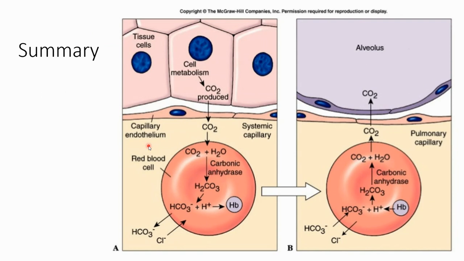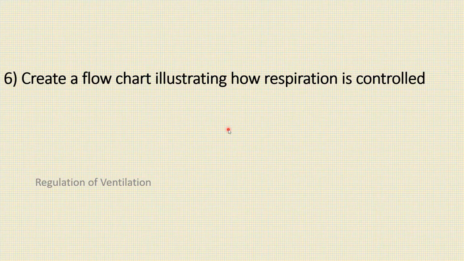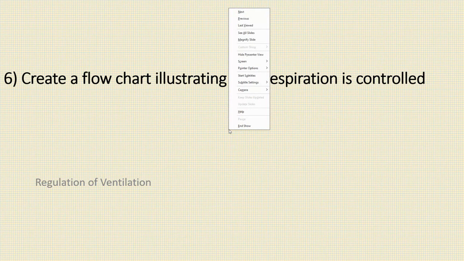So this is just a summary slide showing you the movement of the carbon dioxide. You can see this is the tissues offloading the waste into the blood, and then here you can see the blood rich in carbon dioxide offloading it into the lungs so that you can exhale. And that concludes objective 5.